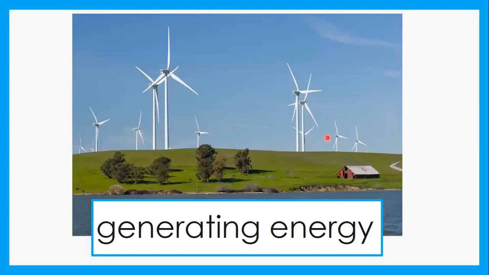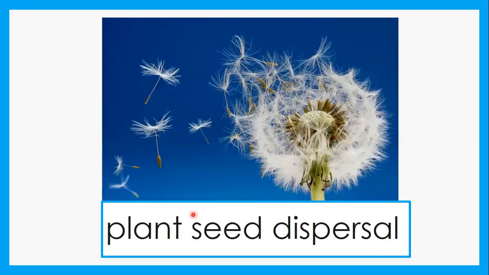That is generating energy. And here is the plant seed dispersal. You can see that the pollens of the flowers or some parts of the flowers are floated up in the air and move away from its stem because of the force of the wind that move and disperse some parts of the flowers from its trunk. That is the plant seed dispersal.